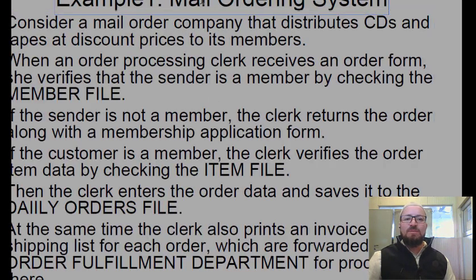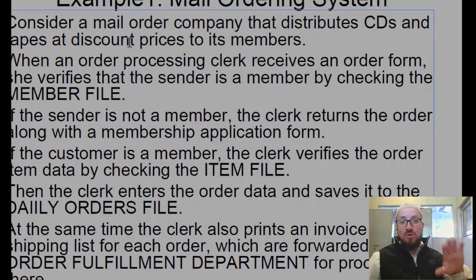Now let us do the example of a mail ordering system. This is a mail ordering company that distributes CDs and tapes at discount price to its members. If you are a member, then it will give you the discount. So when an order processing clerk receives an order, when you give an order to a clerk, he first has to see whether you are a member or not. So he will check the member file to see whether you are a member or not.